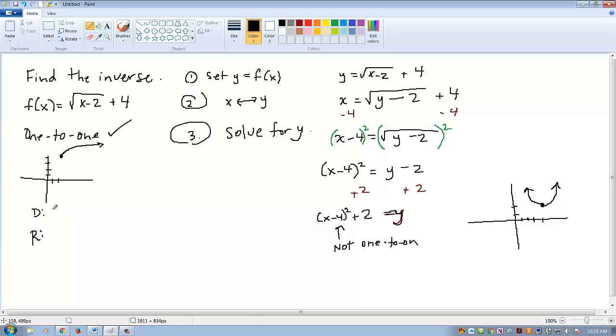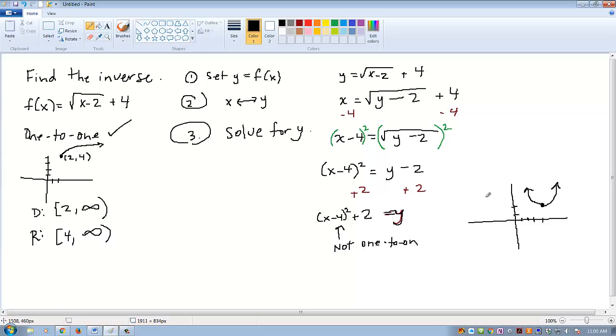So at this point, I look at this graph and I see that my domain actually starts at 2 and it just goes to infinity. Now my range starts at 4 and it goes to infinity. This is the point, remember, (2, 4). The domain are the x values, the range is the y values. So that's what we have.